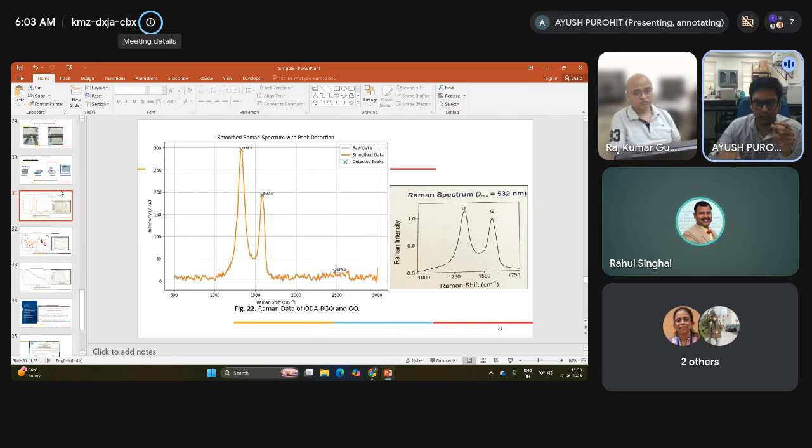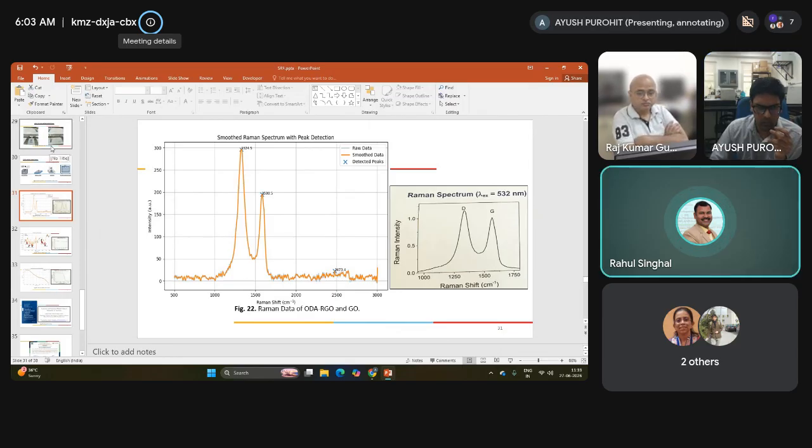at the air-water interface. Okay, it's a very interesting work. I'm getting keen interest in this. My question is, after adding ODA and after preparing the thin film over your substrate, your film is having RGO with ODA. Yes, sir. But how will you make sure that the properties of RGO are not getting deteriorated due to the presence of ODA?